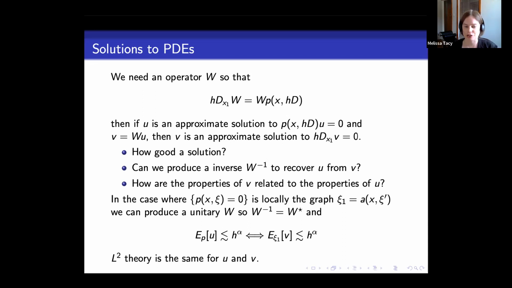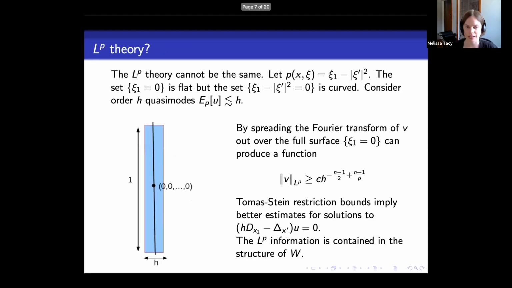And then because it's unitary, this tells us that the L2 theory is the same for u and v. So then they had a real payday in the 70s where they went through and extracted a lot of existence, uniqueness, and properties from this when you're working in L2. But I want to look at the LP theory, and I know off the bat it can't be the same. So it cannot be the case that you can just transfer the LP theory across.